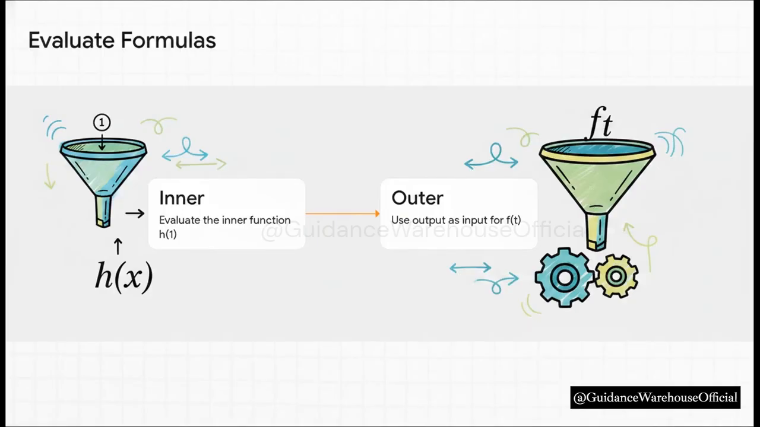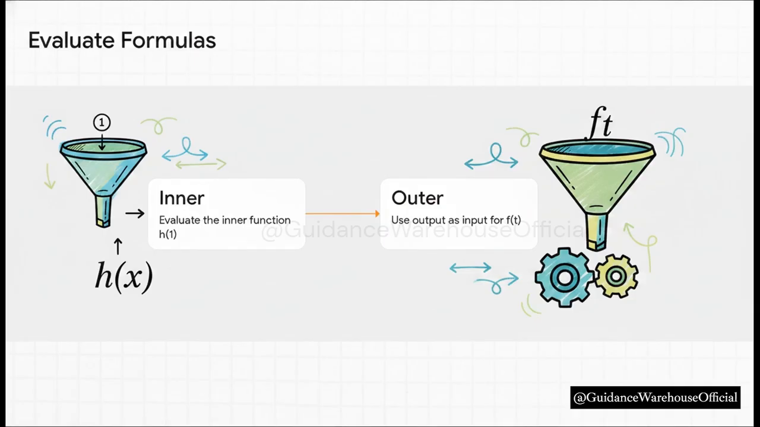And guess what? We can do the exact same thing with pure algebraic formulas. Let's take an outer function, f of t equals t squared minus t, and an inner function, h of x equals 3x plus 2. If we want to evaluate f of h of 1, here is our exact game plan. Step 1, strictly evaluate that inner function, h of 1. Step 2, use whatever number that spits out as your brand new input for the outer function, f.